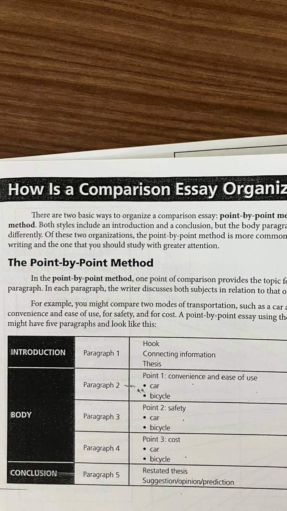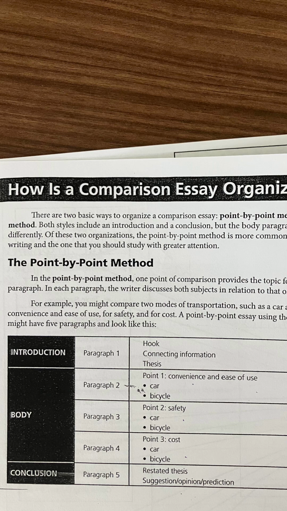The first way to organize a compare-contrast essay is the point-by-point method. So in this method, you'll introduce your two topics in the introduction because you're comparing or contrasting. So you'll have two topics. So let's say, for example, you choose to compare two modes of transportation. So cars and bicycles. You'll introduce cars and bicycles as modes of transportation in the introduction. Give your thesis statement. Either these two are similar or these two are different. And then maybe you're adding something else, trying to show that one is better than the other.